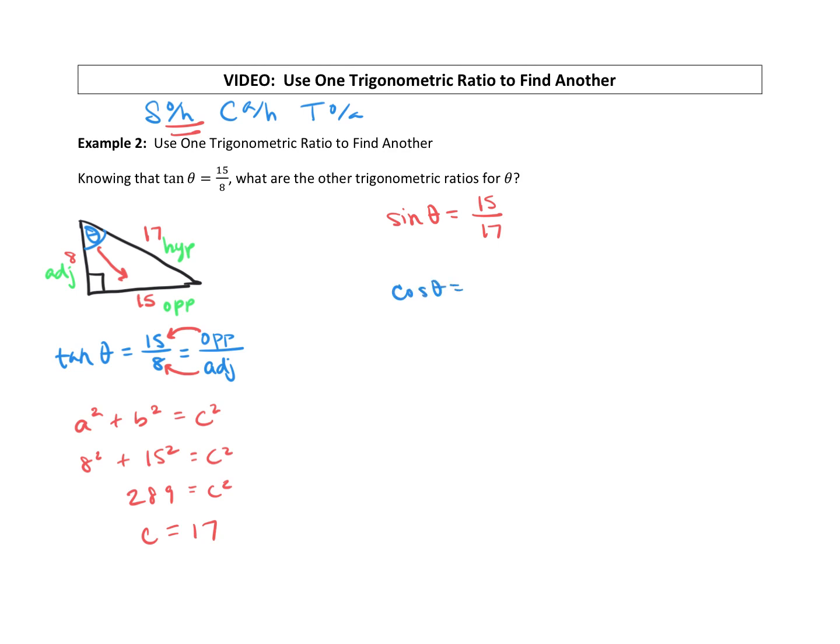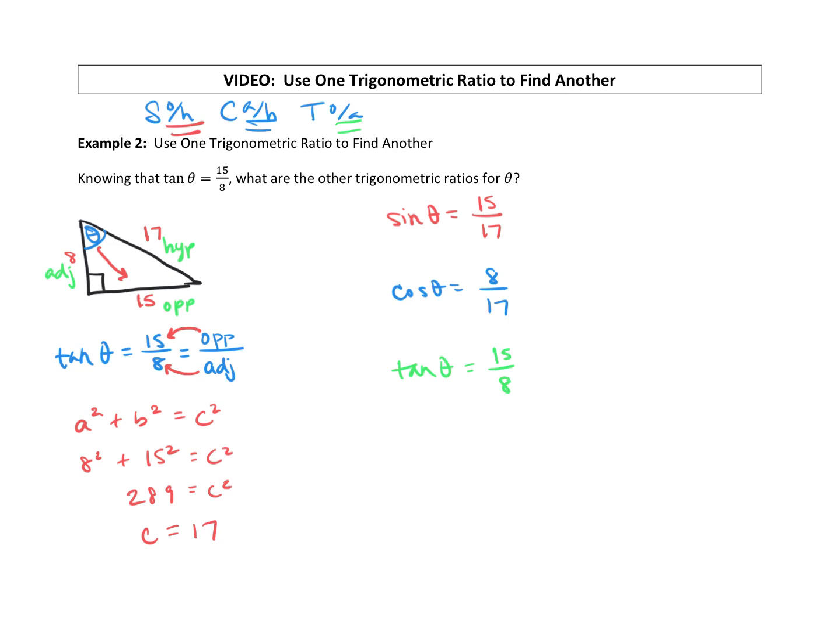Cosine of theta is the adjacent side over the hypotenuse, so our adjacent side is 8 over the hypotenuse of 17. And then we have tangent of theta is the opposite over the adjacent, so opposite is 15 over the adjacent 8. All right, so those are the 3 main trig functions that we hopefully remembered a little bit from geometry. Now we're going to get the reciprocal trig functions.